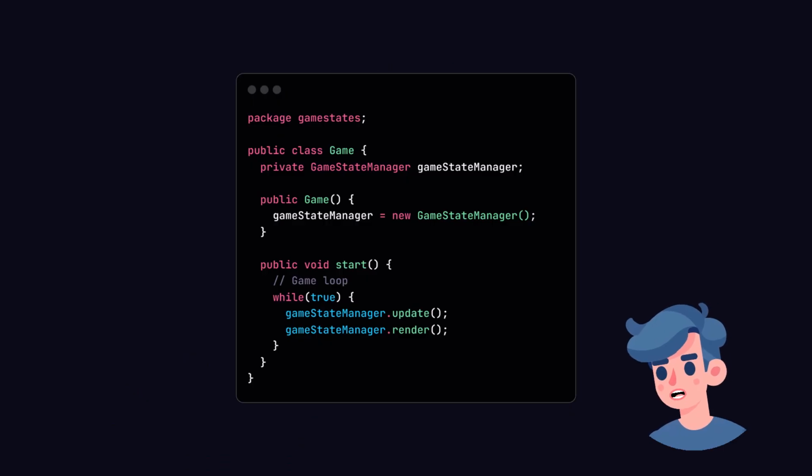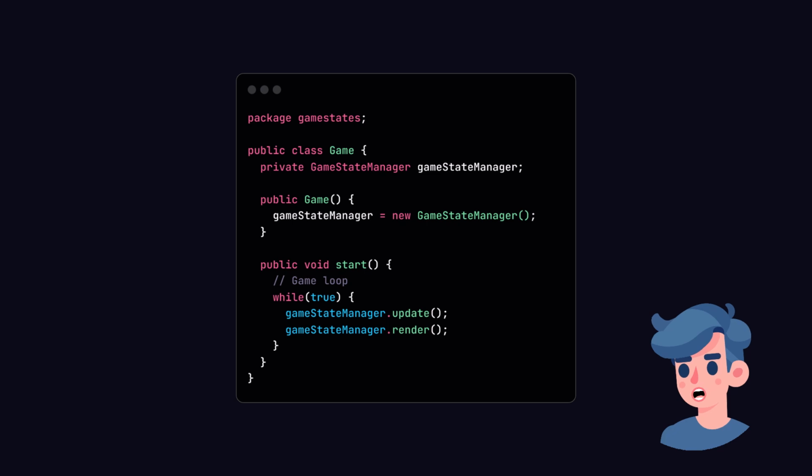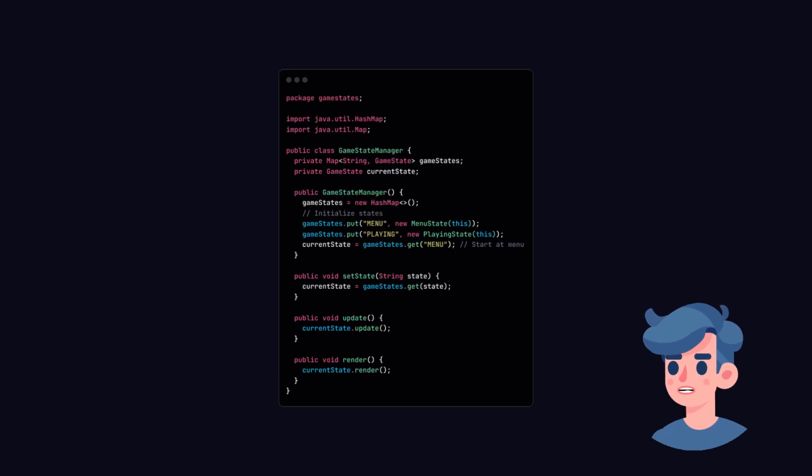Let's start by creating a class called Game that will form the core of our game. It will handle initialization and the main game loop. In this Game class, we have a game state manager which will help manage switching between different game states. Now let's create that class.